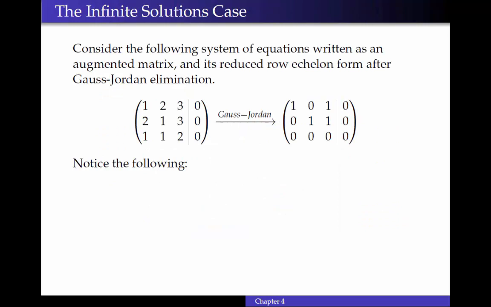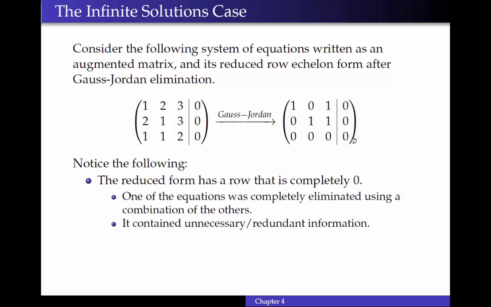Our final case is when we have infinitely many solutions. Let's consider the following system of equations, written as an augmented matrix, and its corresponding reduced row echelon form, after we perform Gauss-Jordan elimination. So when we look at this reduced row echelon form, we notice some things about it. First of all, there's a row that is completely zero.